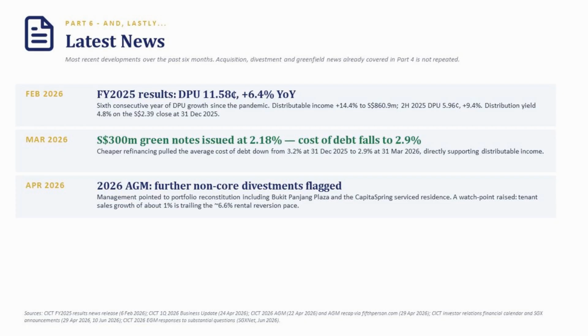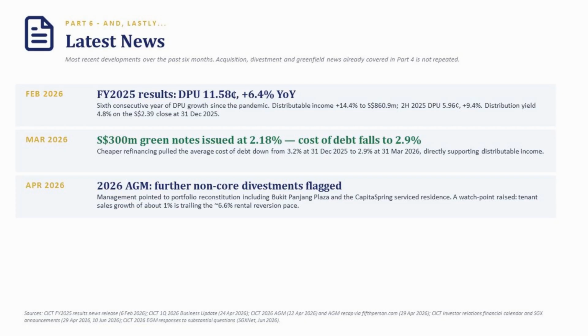Concurrently, a critical operational watch point was raised at this AGM regarding tenant metrics. The data indicates that tenant sales growth currently stands at approximately 1%, while the rental reversion pace is operating at approximately 6.6%. That is a significant divergence. It is. Examining this data, we have a 5.6 percentage point gap between rental cost increases and tenant revenue growth. And this 5.6 percentage point divergence is one of the most vital leading indicators for future portfolio stability.